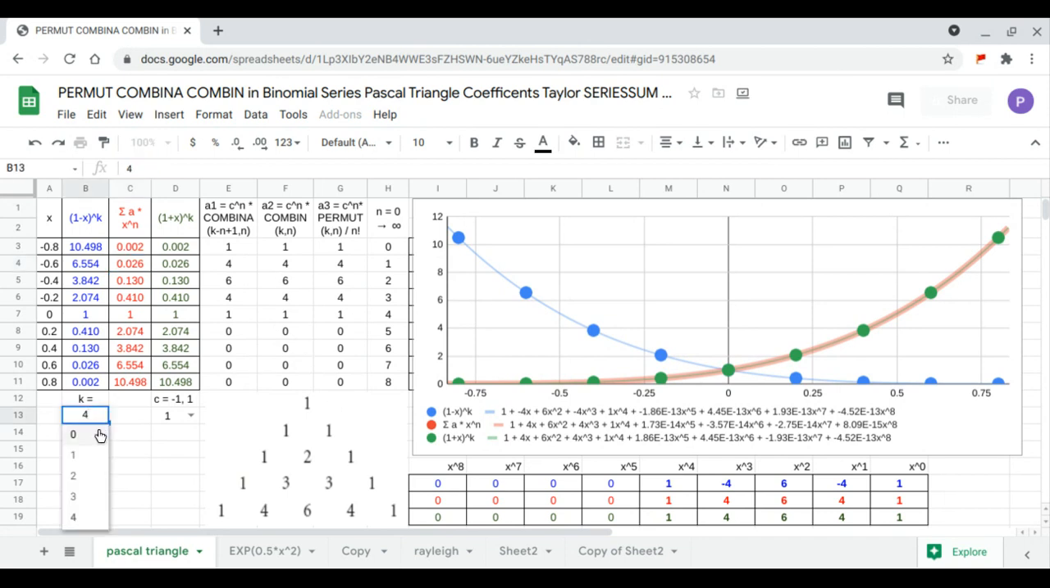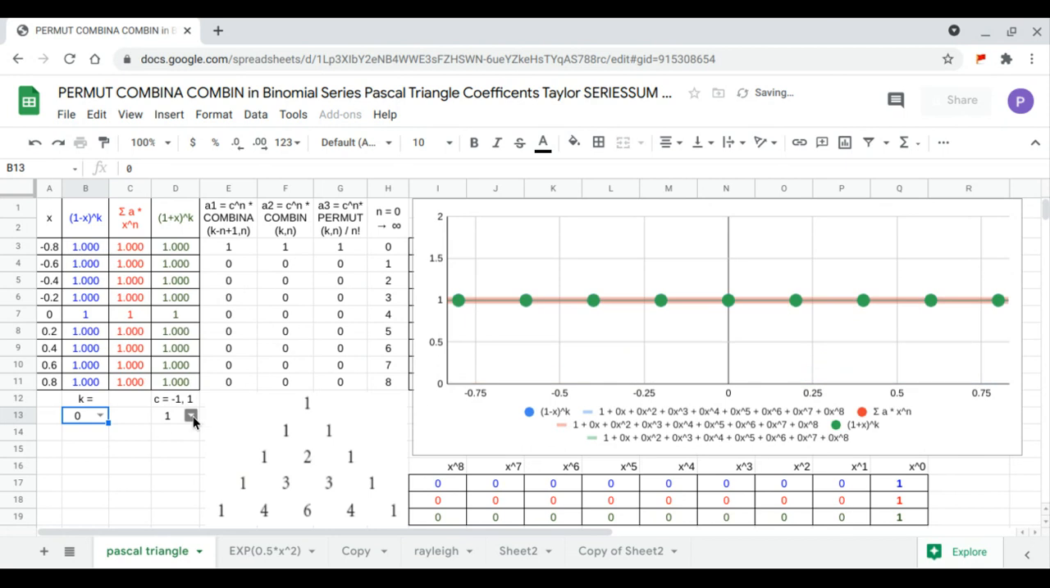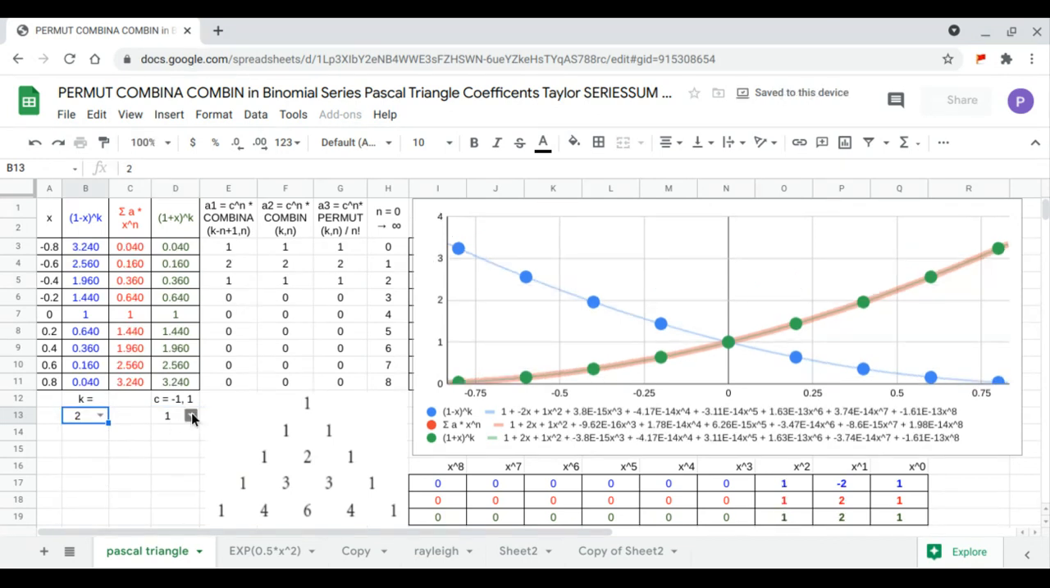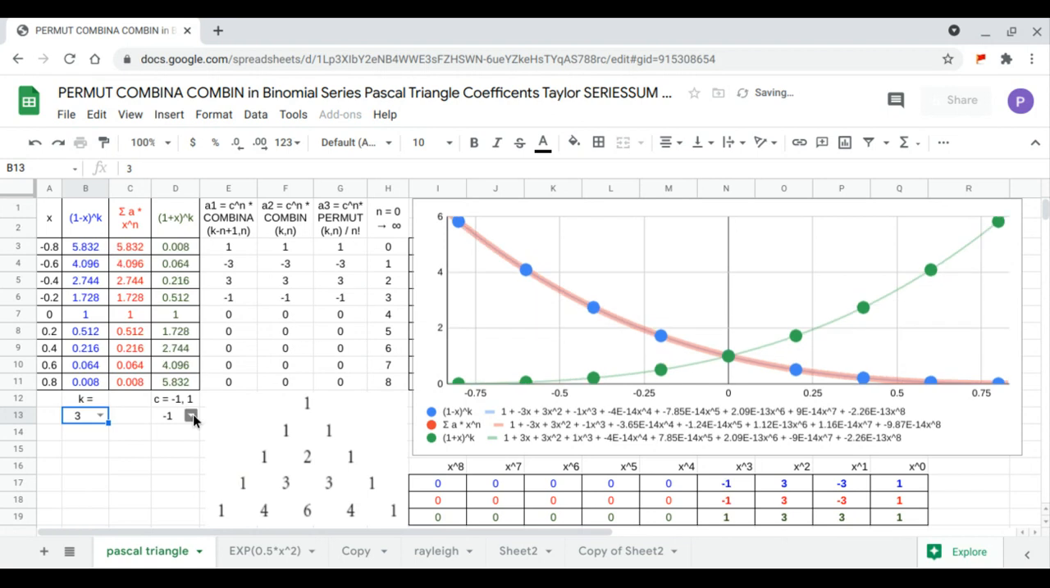Let's start from 0. Change this to negative. Nothing changed. Then k equals 1. Change it to positive. K equals 2. Change this to negative. K equals 3. Change c to positive 1. And k equals 4.